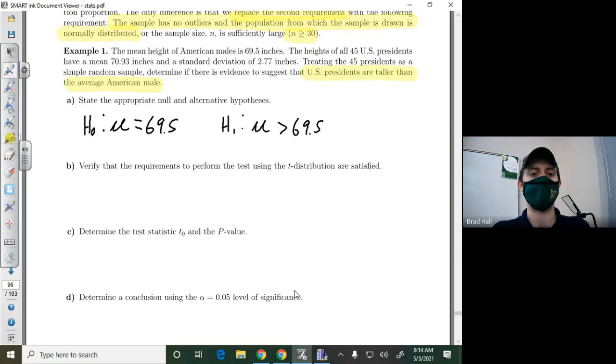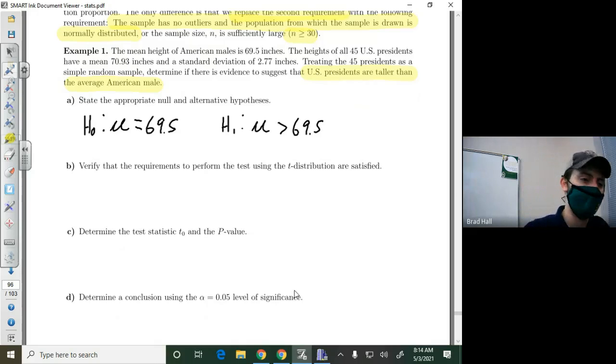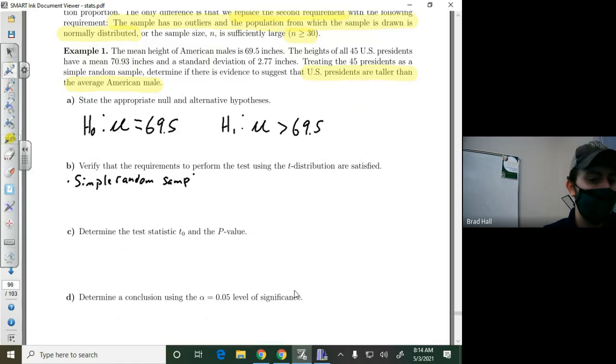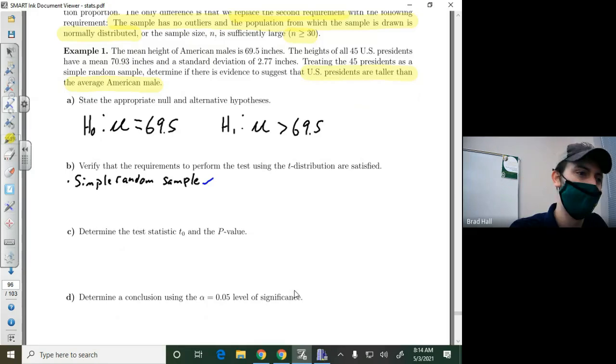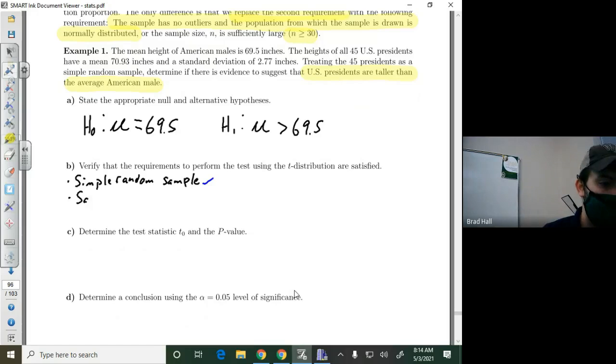So it goes on to say, verify that the requirements to actually perform this test are satisfied. The requirements, you need a simple random sample. So we talked about this before, which normally we generally assume. Samples are independent.